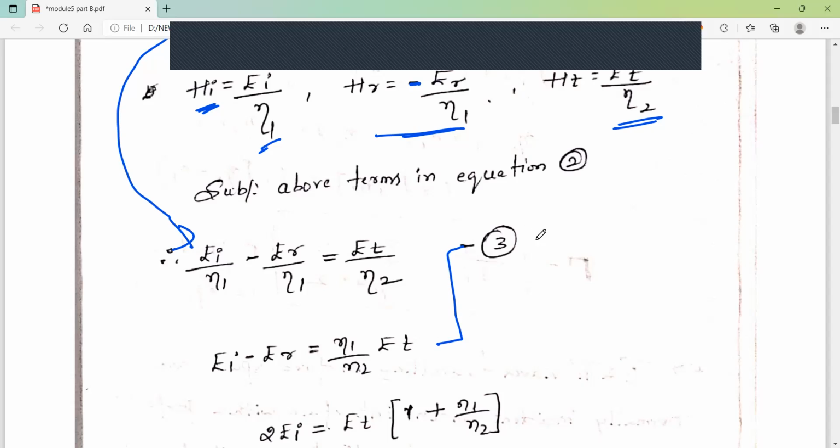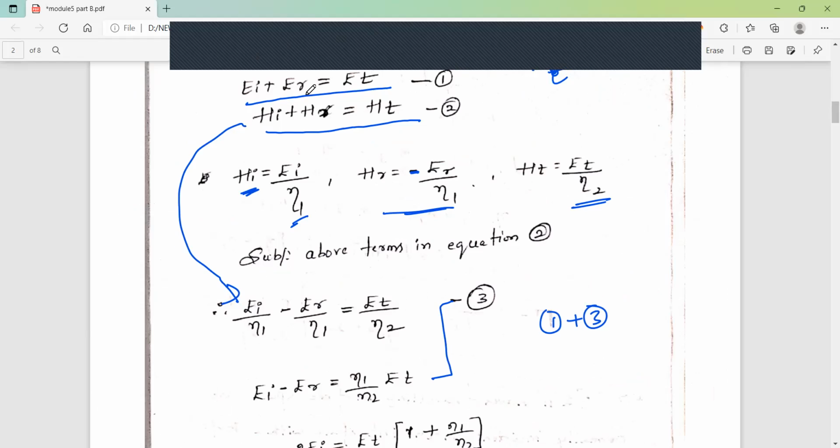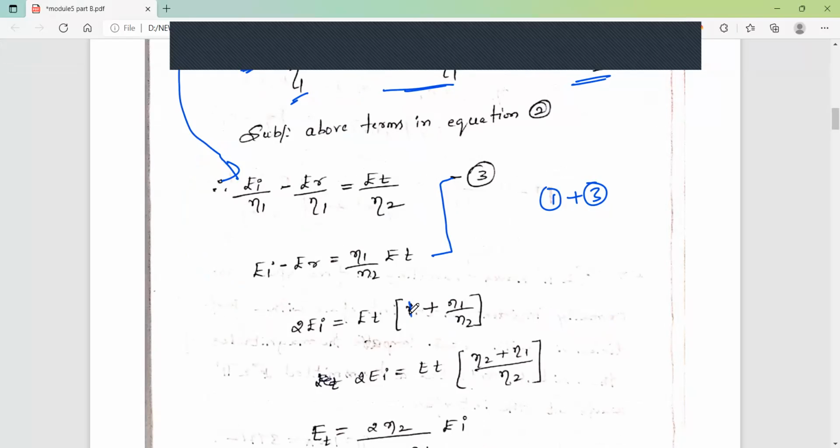So if this one is equation number 3, and we add up equation number 1 and equation number 3, you can see over here, this is equation number 1 and this is equation number 3. Now I am doing equation number 1 plus equation number 3. So the result is 2EI, ER gets cancelled out and we get 1 plus eta 1 by eta 2 into ET. That is the expression which you are getting.